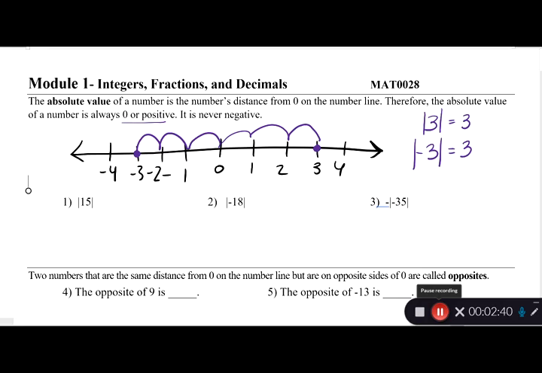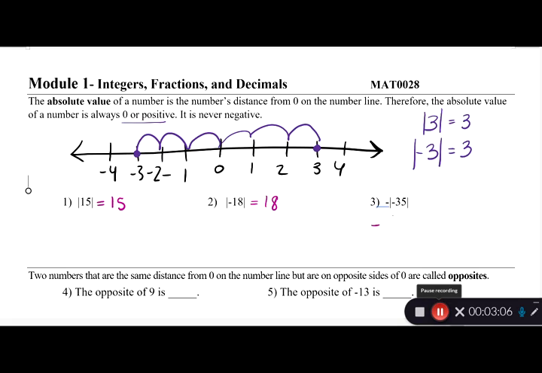So looking at number 1, it says the absolute value of 15. Using this idea, how far from 0 is 15? It's 15. -18. On a number line, how far is -18 from 0? It is 18 places. And now it says negative absolute value of -35.